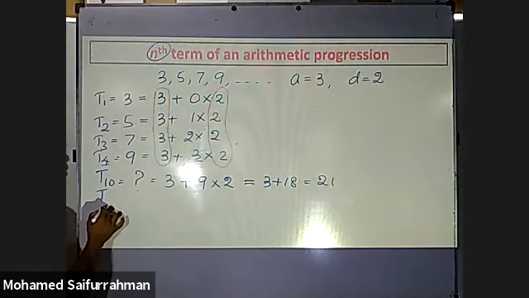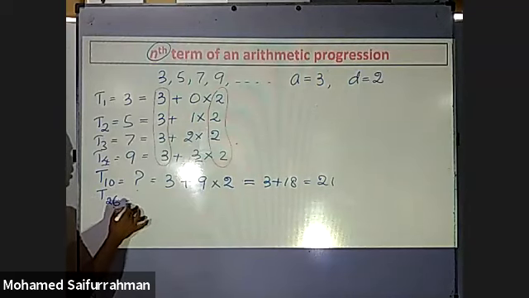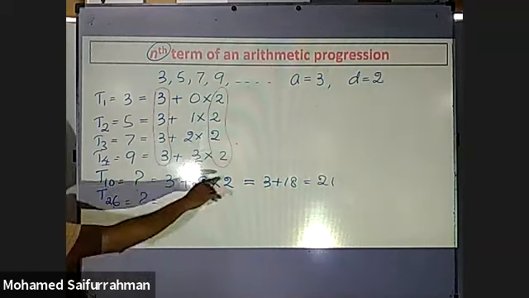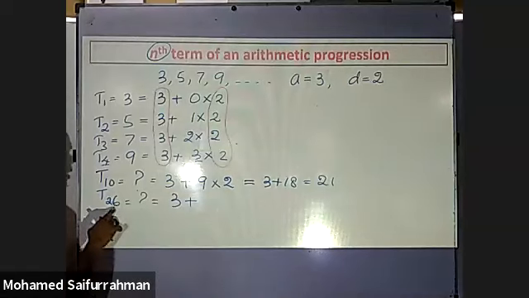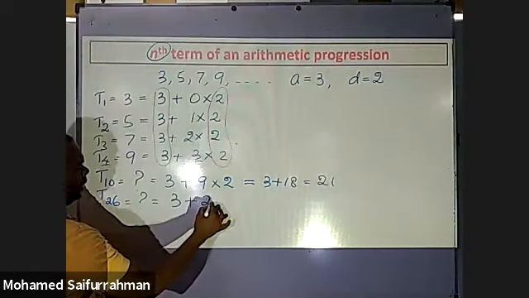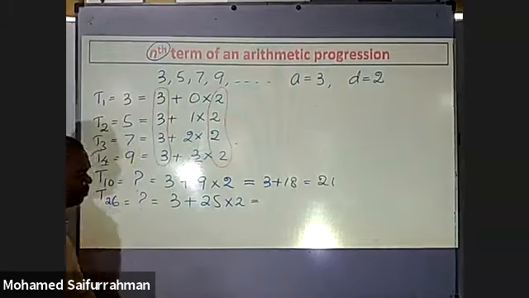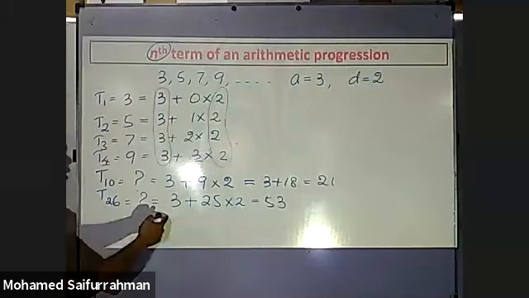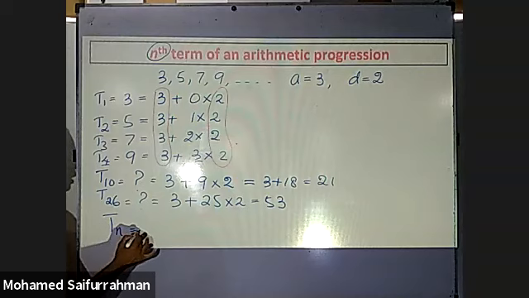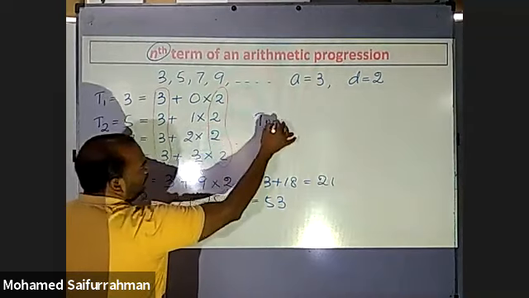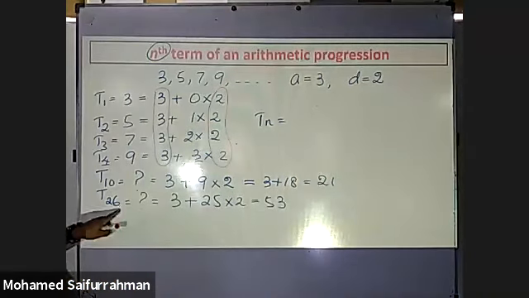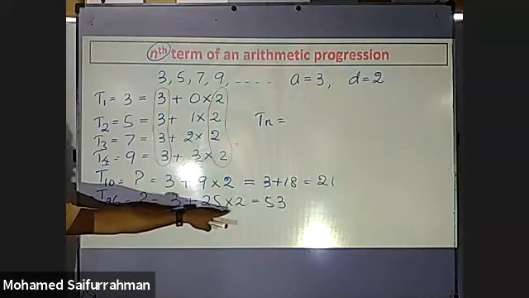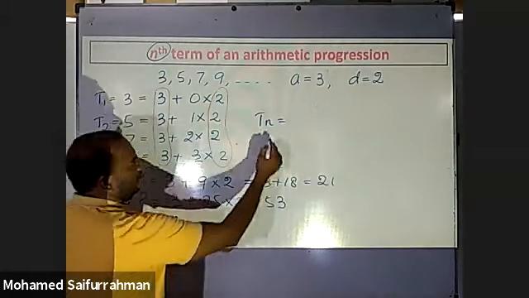If I am asking you, likewise, the 25th or 26th term, it is unknown, but the method is available. 3 plus, since here 26, here 25 times 2, that is 53. So likewise, if I am asking you, what is the nth term according to this pattern? Observing the pattern, tell me how to write the nth term.